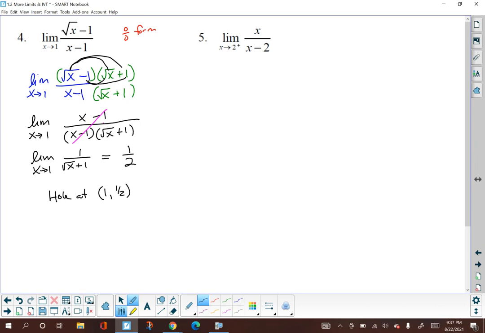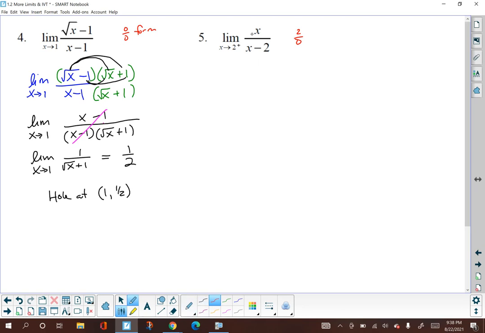Okay, number 5, the limit as x approaches 2 from the right. So we've got a one-sided limit here of x over x minus 2. Now this one's a little bit different than the other ones we've done. If you do direct substitution here of the 2, you end up with the form 2 over 0. That's still undefined, but it's not the same type of 0 over 0 form that we have had.